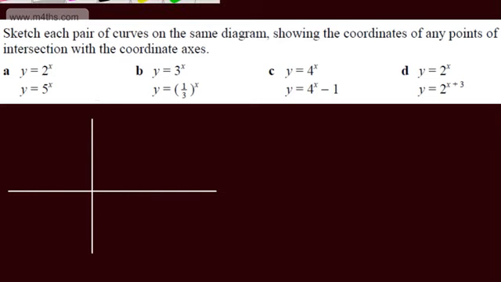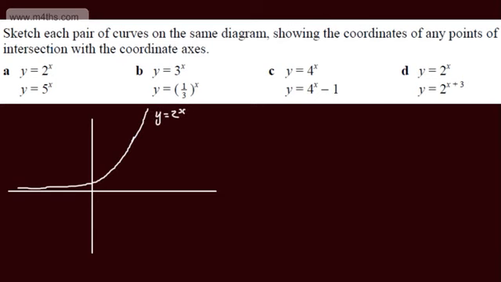2 to the x isn't going to grow as fast as 5 to the x. They will, though, go through the same point. So what we'll have then, 2 to the x will look something like so. So that point is going to be 0, 1. We're going to come up here and we can label this: y is equal to 2 to the x. So if you wanted to pick some points, 0, 1, we'd have 1, 2, 2, 4, 3, 8, 4, 16.